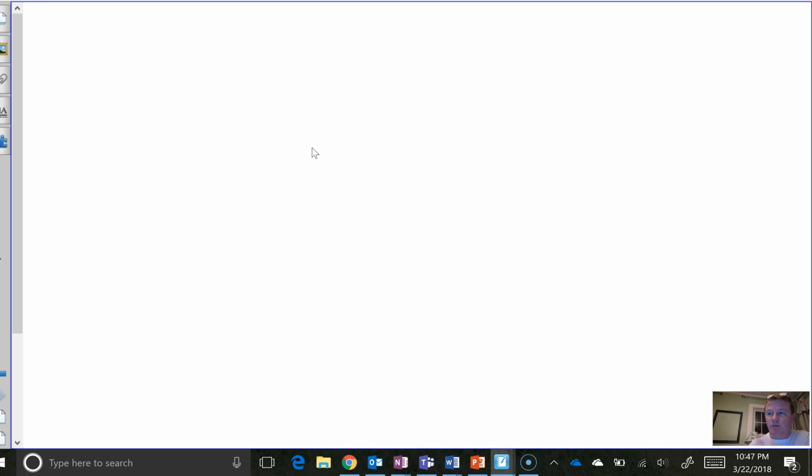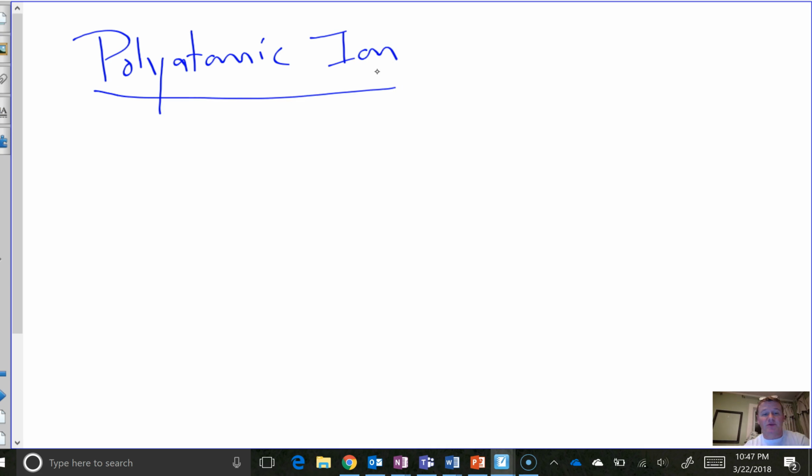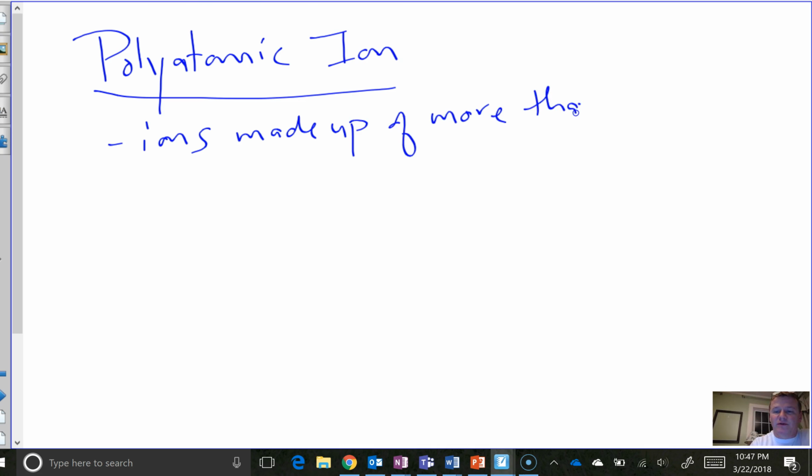I had to adjust. So we're moving from binary compounds that are made up of 2 ions to now discussing polyatomic ions. So it's not monatomic with 1 ion or binary with 2. Polyatomic ions are ions made up of more than 1 element.